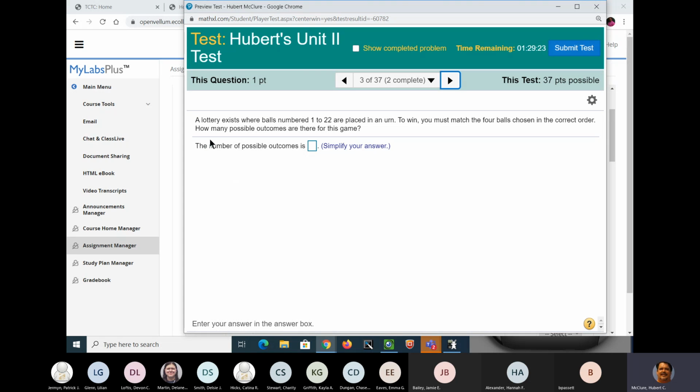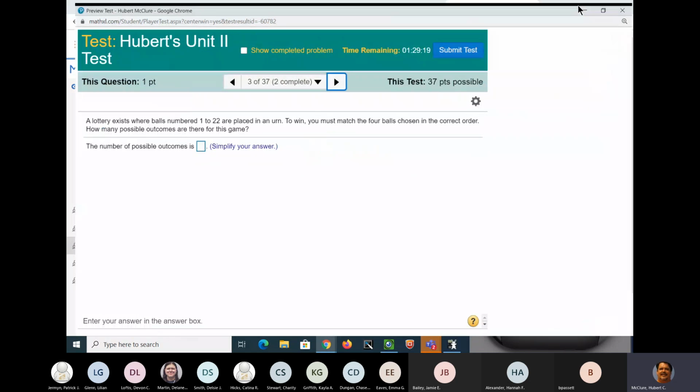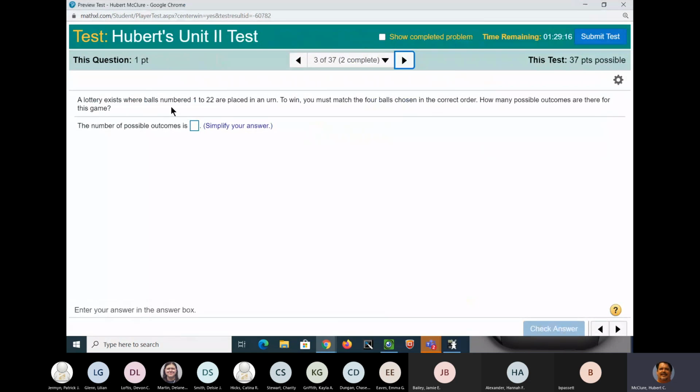A lottery exists. Here we go. We're going to do this one because it's quick. A lottery exists where balls numbered 1 through 22 are placed in an urn. To win, you must match the 4 balls. Okay, I thought it said 5. Did it say 4? 4 balls are numbered 1 to 22. Okay, you must match 4 balls. There's telling you.